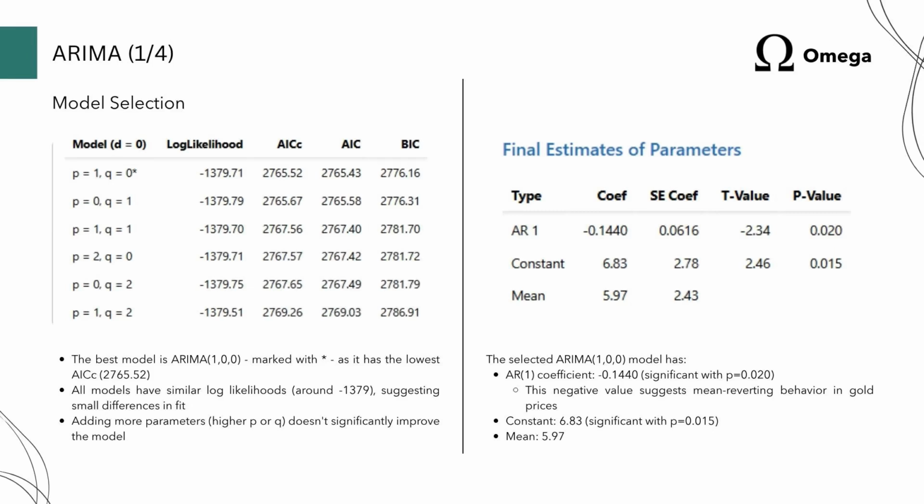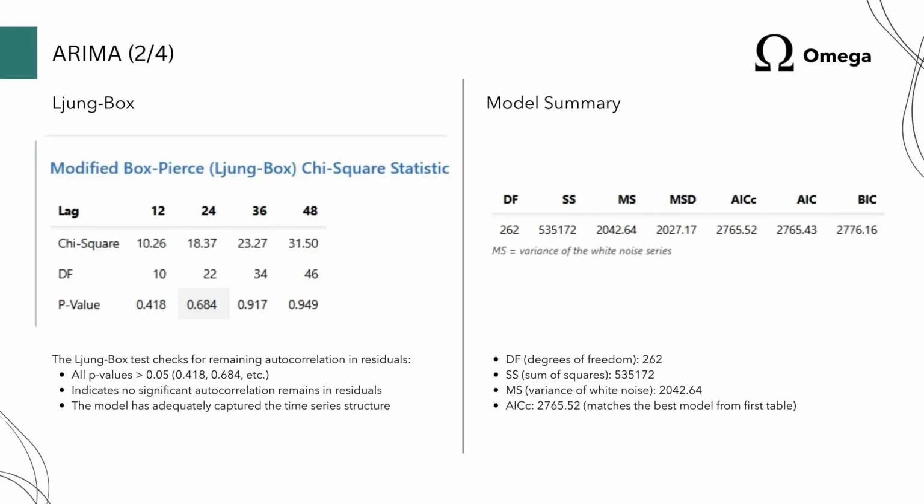Adding more parameters, such as increasing the P or Q values, wouldn't significantly improve the model. The simplicity of AR(1) makes it preferable here, following the parsimony principle. Next would be the Ljung-Box test result. Here we can see that the p-value is bigger than 0.05, which confirms no significant autocorrelations remain in the residuals.